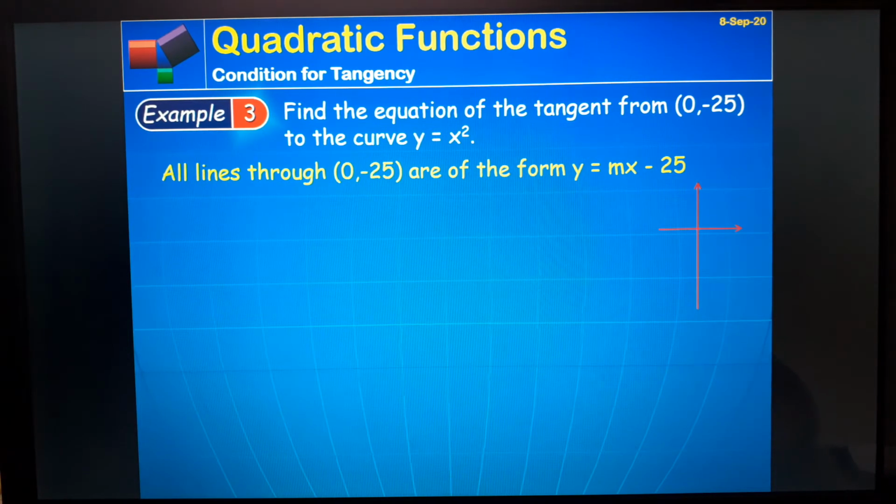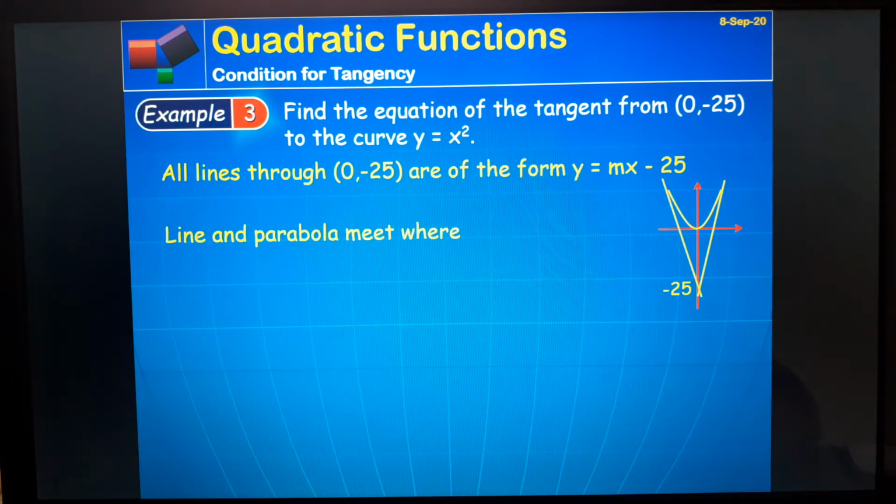Okay, now here we have the curve y equals x squared. And what would the line y equals something x minus 25 look like? Well, it could look like that, where it's a line just touching the curve once but crossing at minus 25, or it could look like that, where it crosses at minus 25 coming from the other direction.